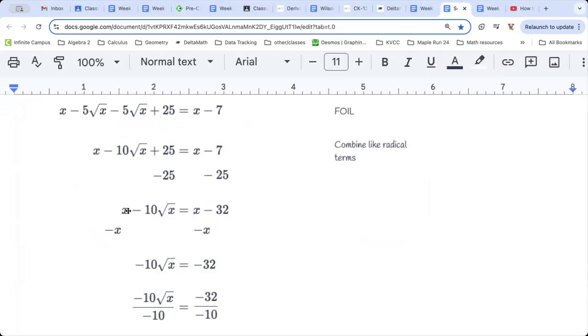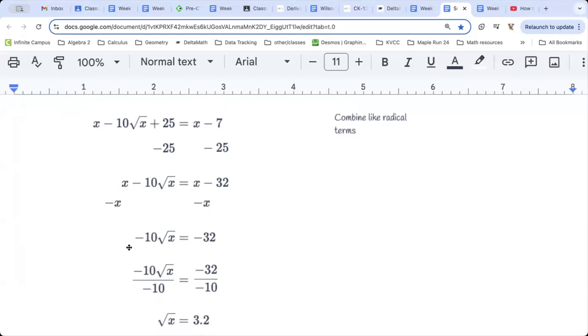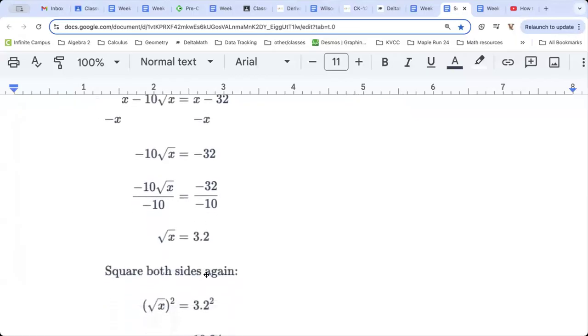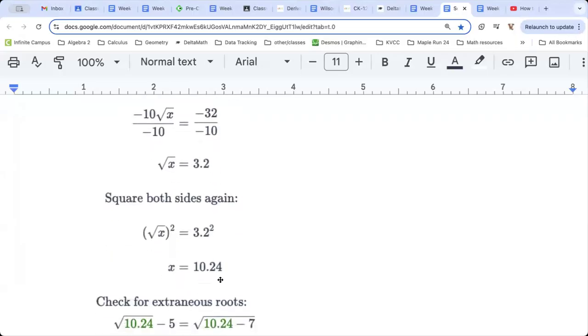That needs to go. How do we do that? Find its opposite. When you have the opposites added together, they cancel out. So subtract x on both sides. Then left-hand side, you have negative 10 square root of x equal to negative 32. Undo the multiplication here by division. So divide by negative 10 on both sides. You got square root of x is equal to 3.2. It's looking good. So square both sides again, and you will have x equal to 10.24.